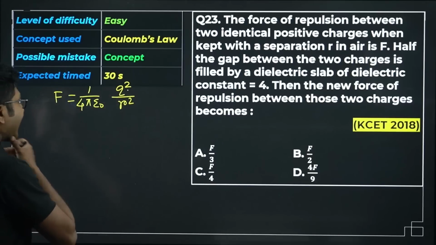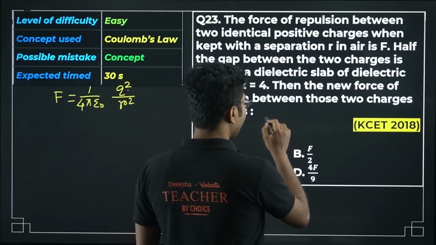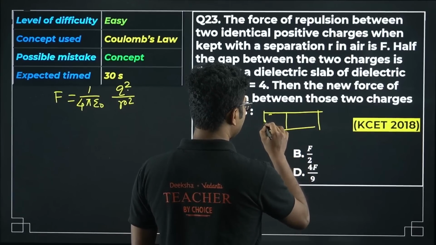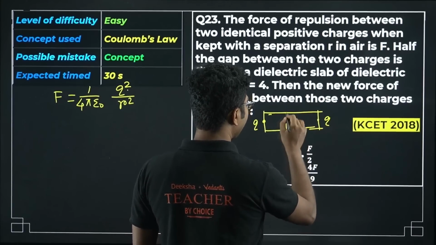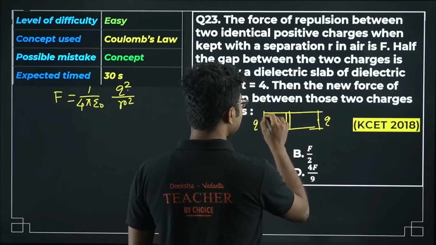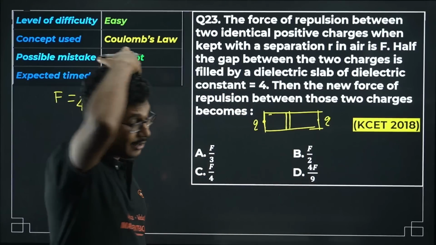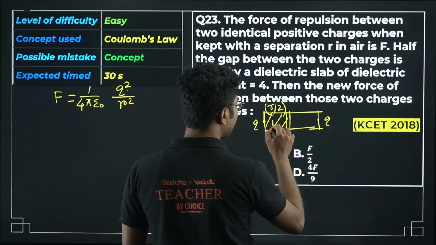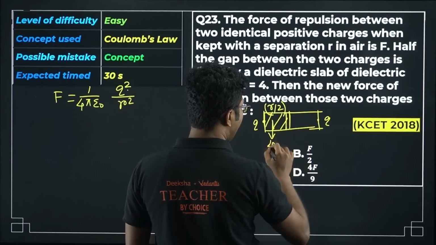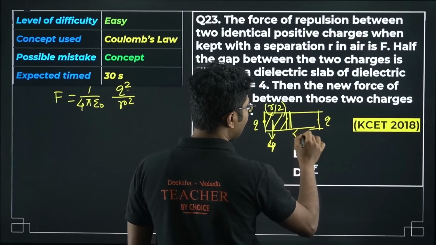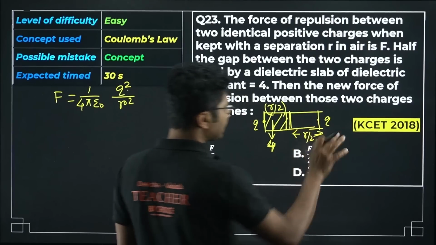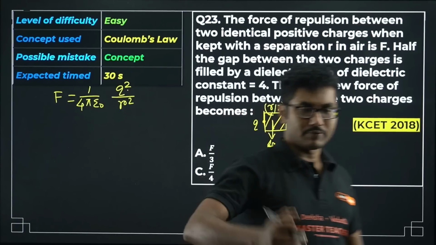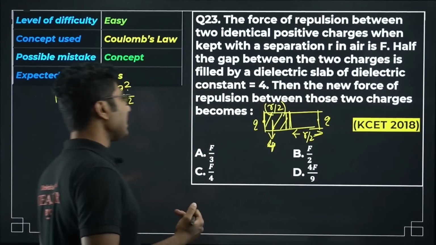Now what happened is that you have filled 50% of the space with the dielectric. Suppose this is the q, this is another q. You have filled 50% of it. So total distance was r, now it is r by 2. R by 2 has a dielectric constant of 4, and the other half is left with the same space. Now there is a trick you can remember using the formula. I will tell you the formula, but first I will tell you the concept behind it, how to solve it.